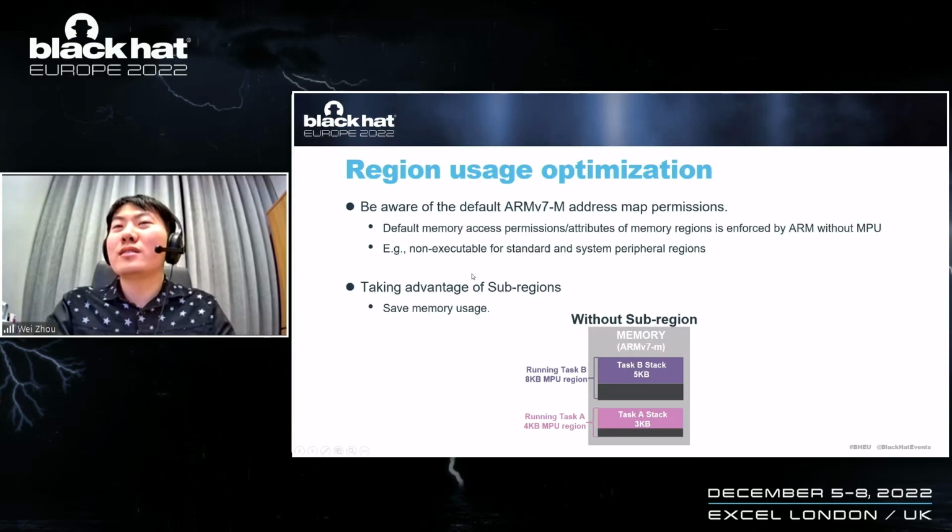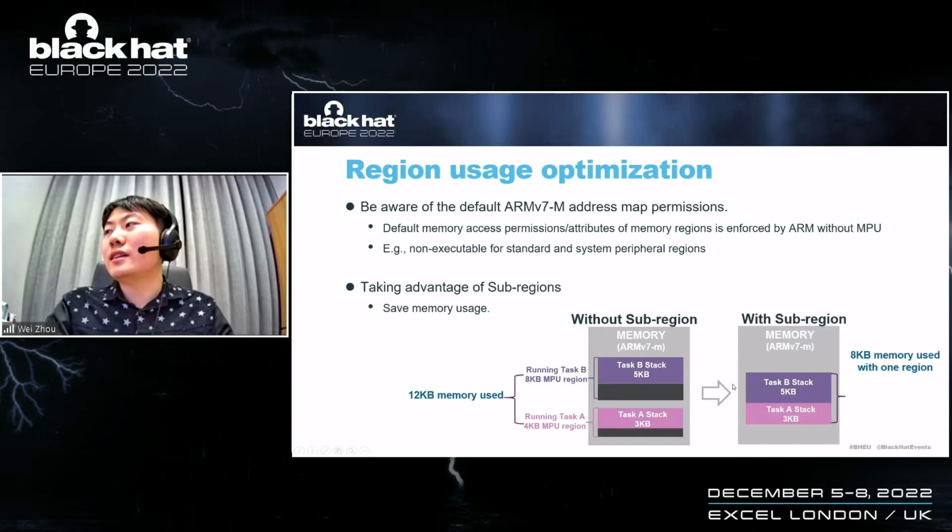For example, we found none of the OSes take advantage of the subrange, and the subrange can help a lot for us. First, we assume there are two tasks. Task A just wants to use 3 KB for its stack, and task B will use only 5 KB for its stack. But as we mentioned before, due to the alignment problems, we have to assign 8 KB for task B and 4 KB for task A. The total 5 KB memory will be wasted.